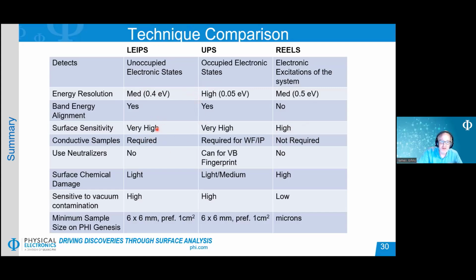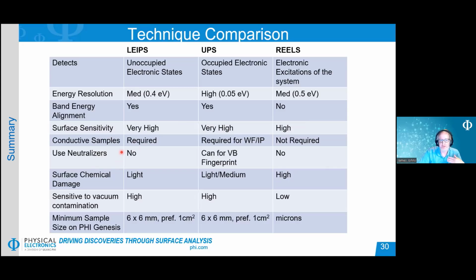For LEIPS and UPS, you absolutely need conductive samples, especially for LEIPS. For UPS, if you want the work function or the ionization potential, you absolutely need a conductive sample. And for REELS, you do not.